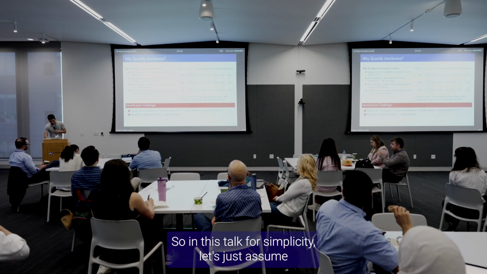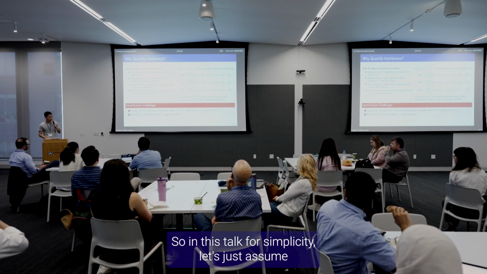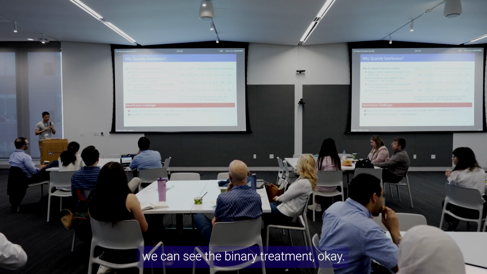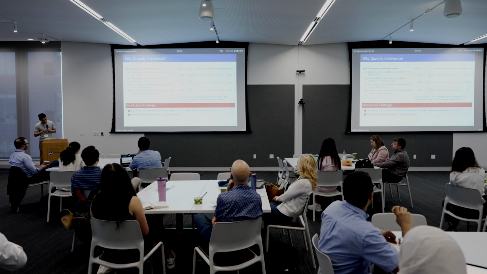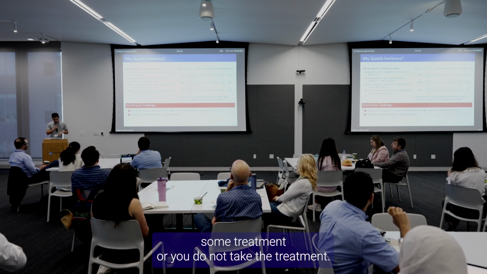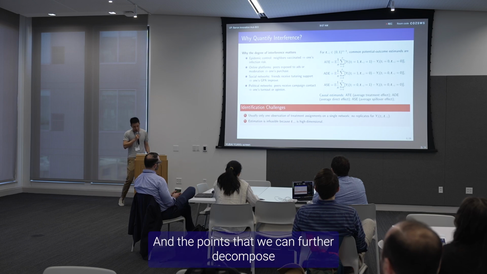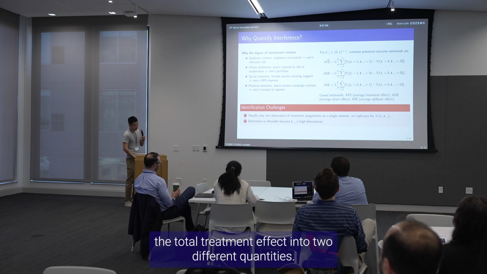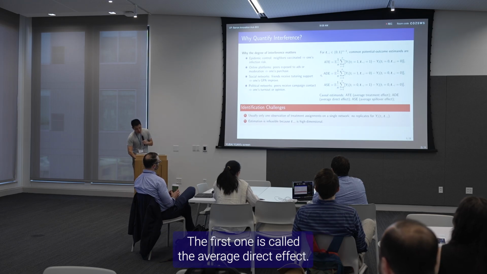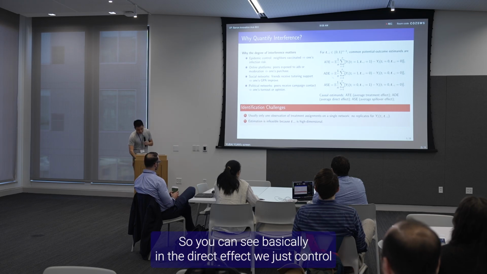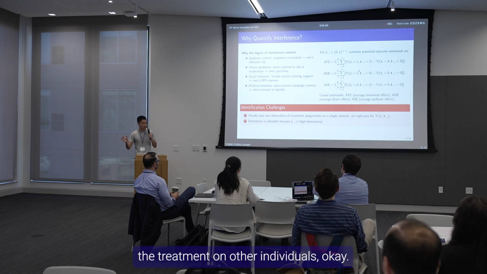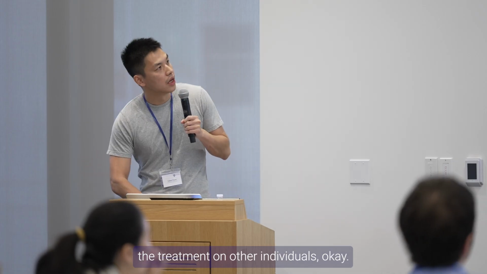In this talk, for simplicity, let's just assume we consider a binary treatment: either you take the treatment, or you do not take the treatment. And the point is that we can further decompose the total treatment effect into two different quantities. The first one is called the average direct effect. You can see that in the direct effect, we just control the treatment on other individuals.